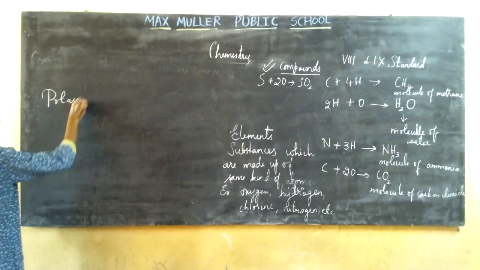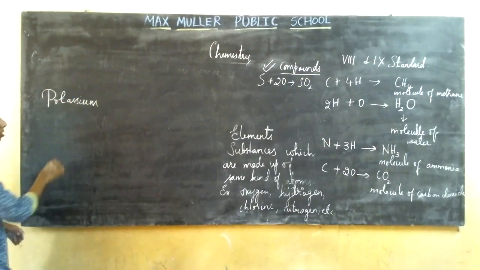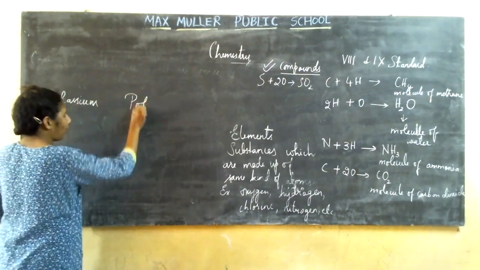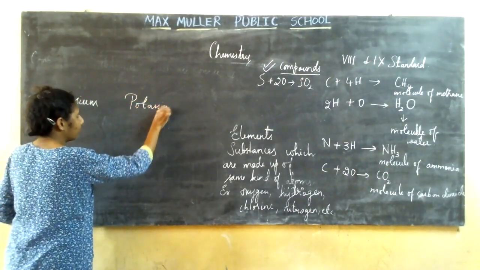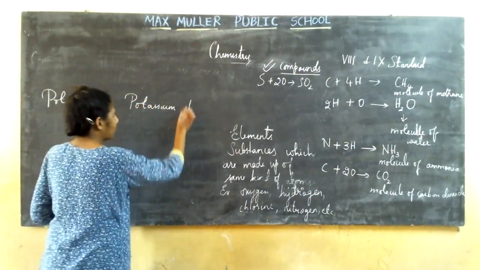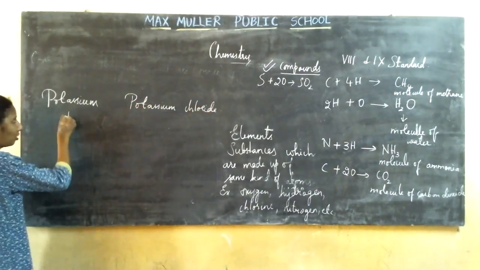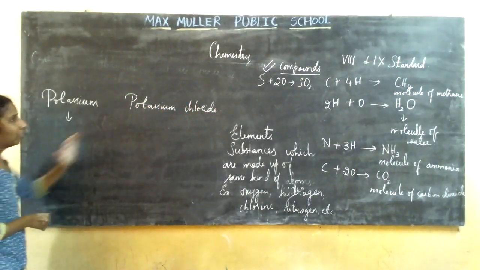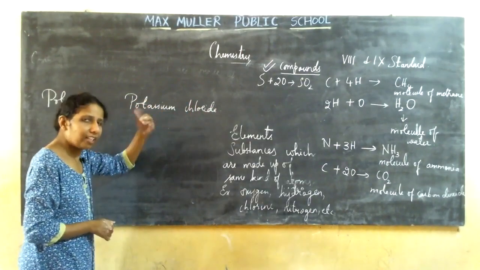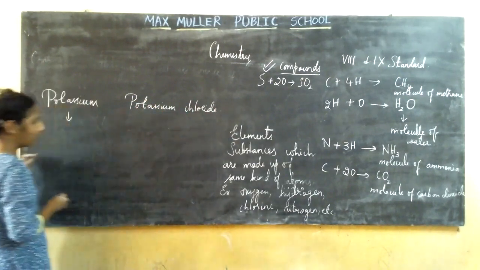Potassium. Potassium chloride. Here potassium is an element, whereas potassium chloride is a compound. Did you people understand this?